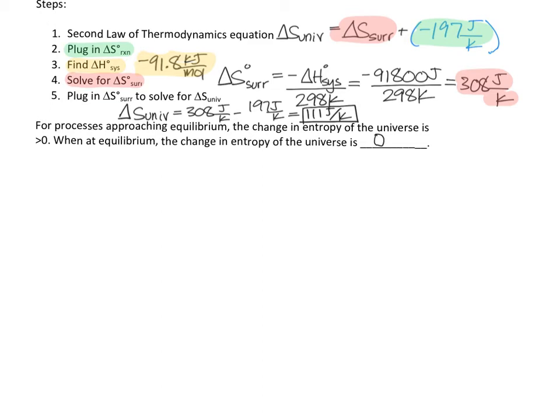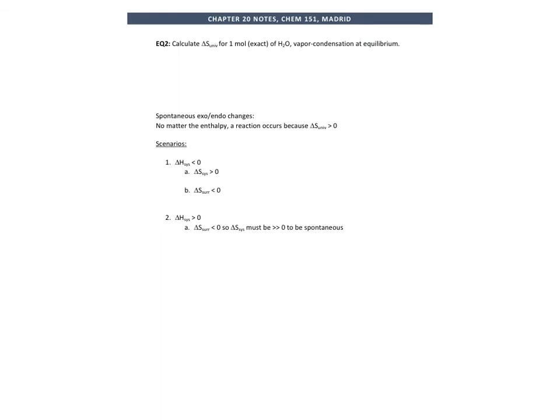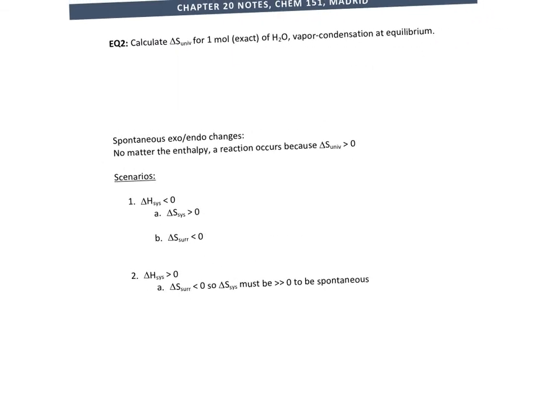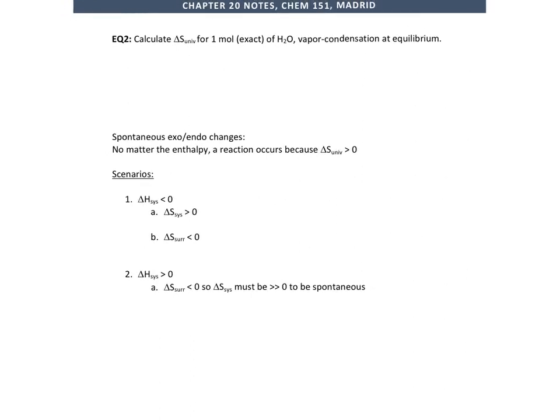It's 0 because it is no longer spontaneous in either direction. If it will not go in either direction, that means the change in entropy of the universe is 0. So let's finish out with our last page. Calculate delta S of the universe for exactly 1 mole of water vapor condensation at equilibrium.